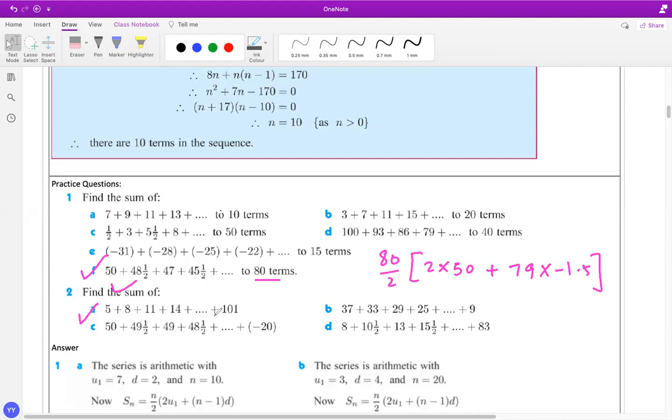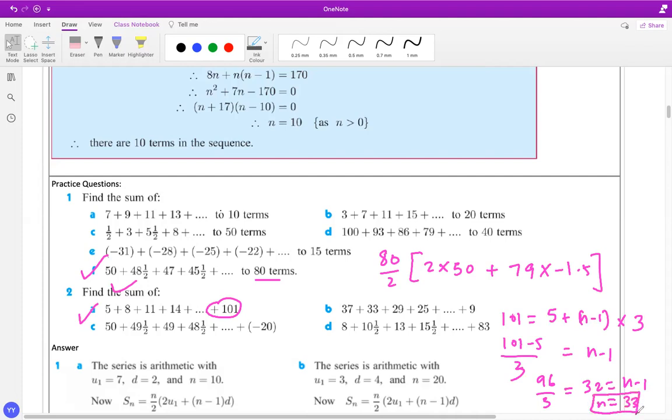Here you can see that the number of terms is not given to us. So you're going to put 101 equals 5 plus n minus 1 times the difference. The difference is nothing but 3. So 101 minus 5, upon 3, will be n minus 1. This is nothing but 96. 96 upon 3 is 32, equals n minus 1. And this gives me n is 33. So there are 33 terms in this particular sequence.